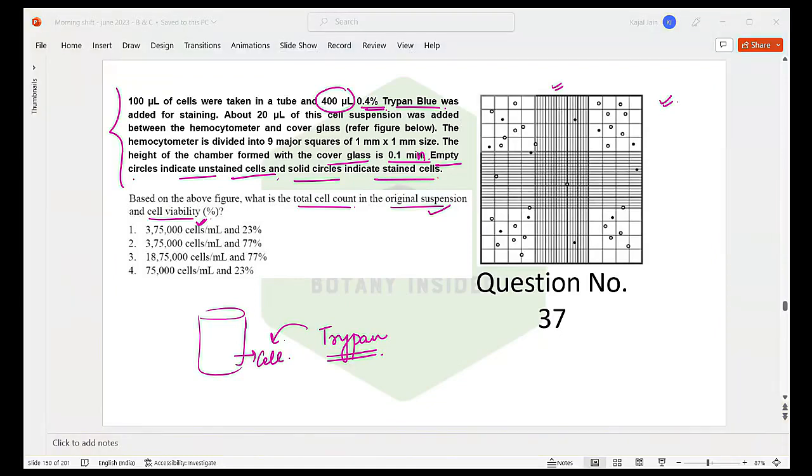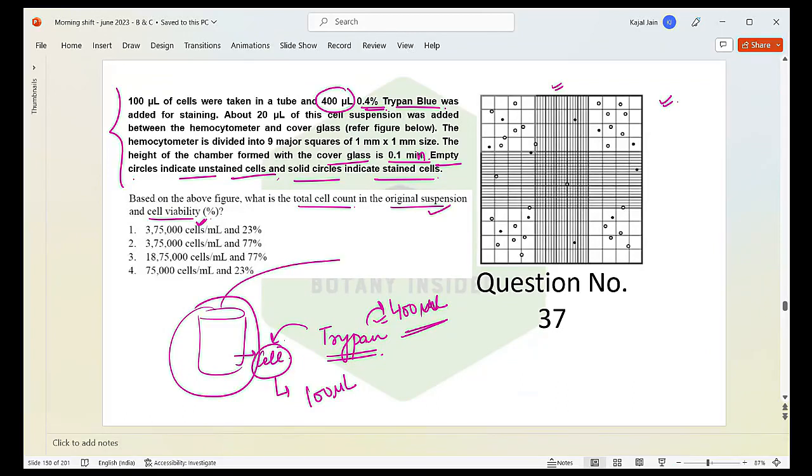Without any knowledge about this question, we have understood just two things. First, there's a beaker. In this beaker, we have some cells, and some staining content is added to it. Right, 100 microliters and 400 microliters. Now, about 20 microliters of this cell suspension was added. From this complete solution, you are taking some content and adding it into the hemocytometer. So what is a hemocytometer?